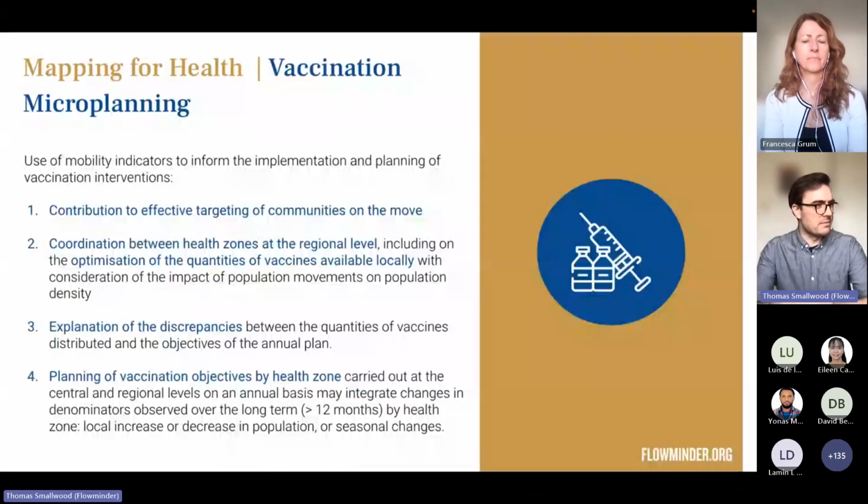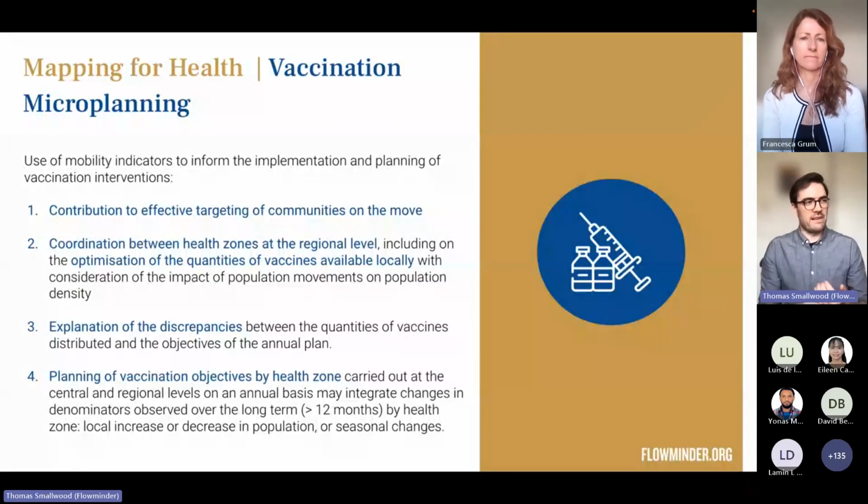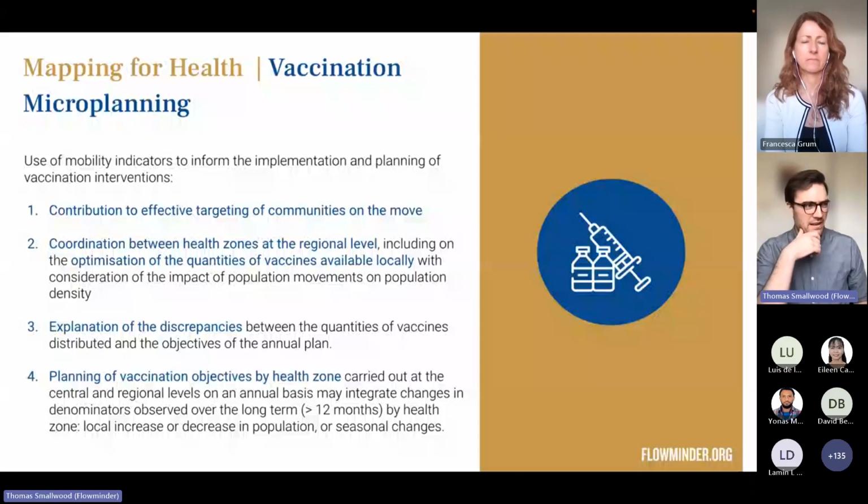So in DRC at the moment, we're working with the public health sector in the country to use mobility indicators for 4 different purposes. First, to contribute to the effective targeting of communities on the move, so identify areas where there's highly mobile populations who may be missed by previous vaccination campaigns. Second, to support the coordination between different health zones at a regional level to optimize the quantities of vaccination available, so helping health zones understand where people are moving in and out, so that they're able to coordinate between health zones to ensure that coverage is achieved.